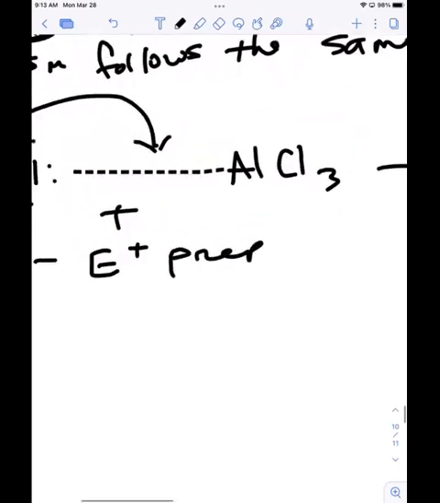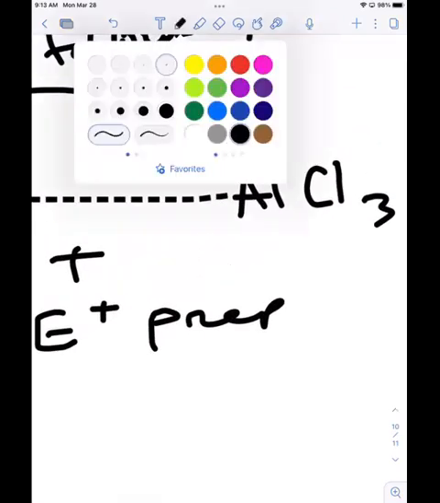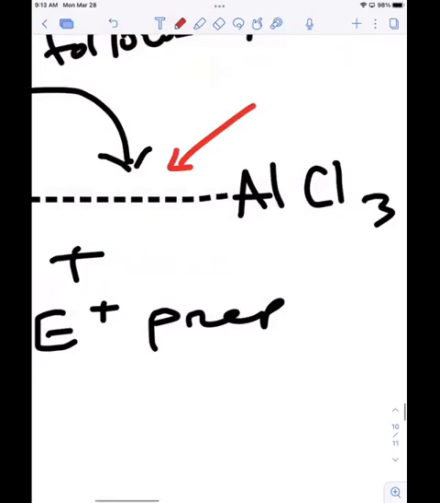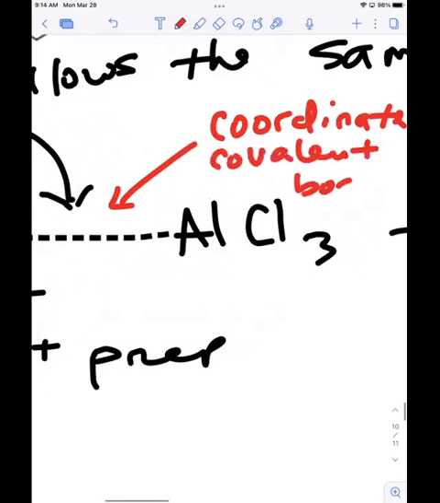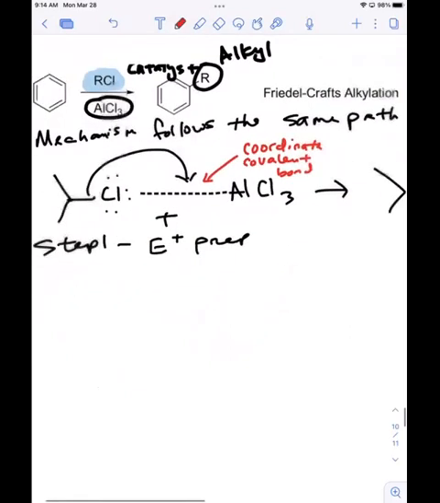Actually, let me go ahead and make a note of that. That's an excellent question. It's a coordinate covalent bond.